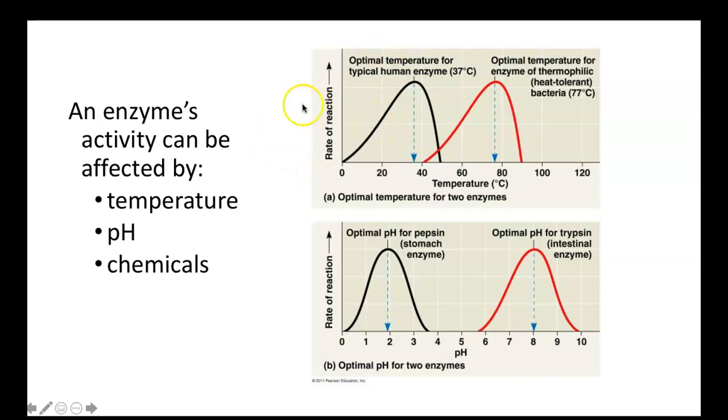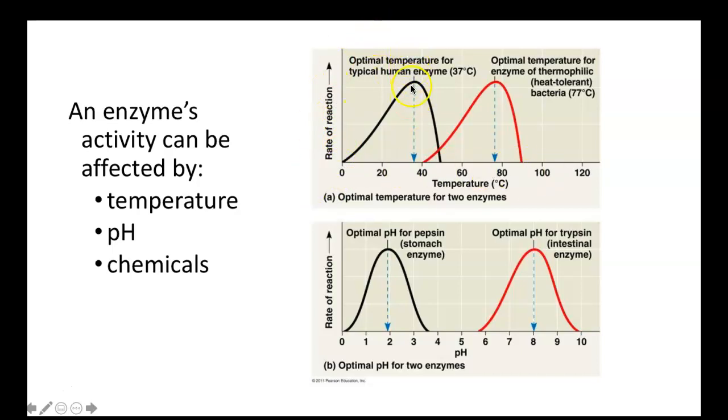The graph right here is on the top of page 79. So pause to write those 3 things down because I want to talk about these graphs. It's the last thing I'm going to talk about in this video, and it's really important. These 2 graphs on the top of page 79 show you a black curve and a red curve. Make sure you're paying attention to this. The black curve is showing you the rate of reaction as it relates to temperature.